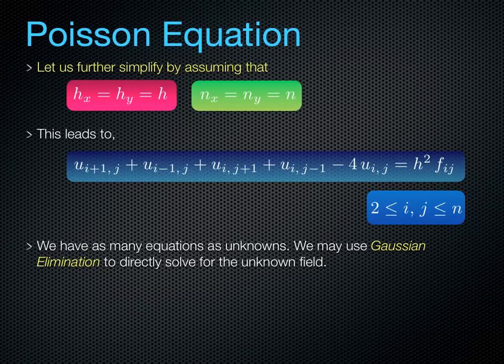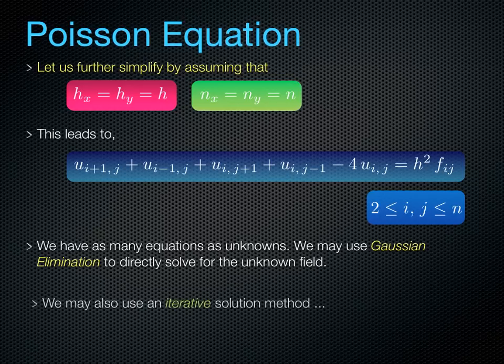As it turns out, it is not singular with the coefficients that we have, and we can definitely use Gaussian elimination to directly solve for the unknown field variable at all the interior points. So once we solve those equations, we're going to end up with u sub ij at every interior point, and the problem will be solved.